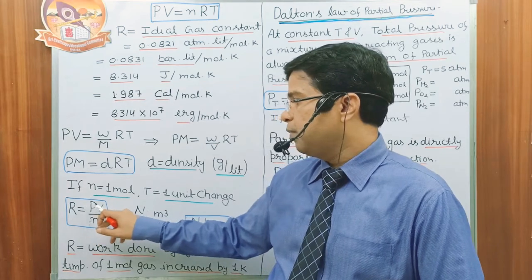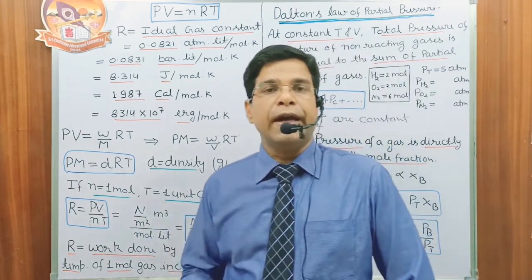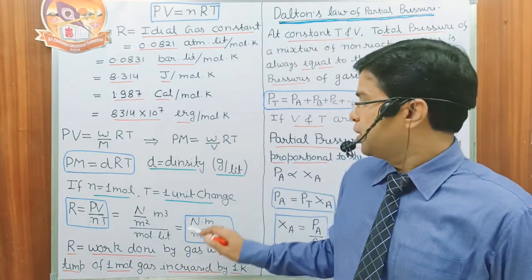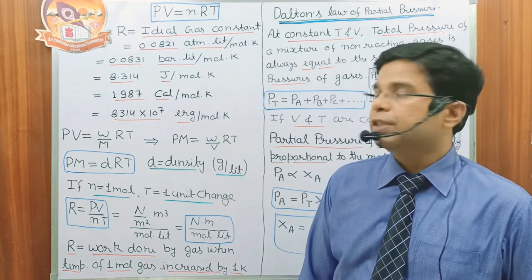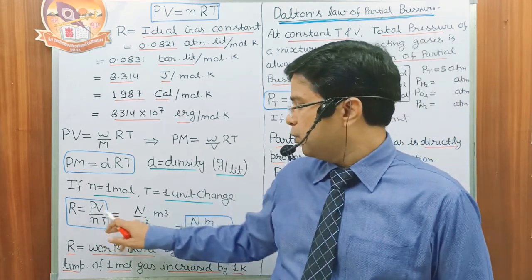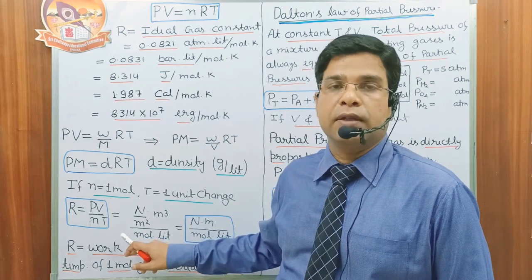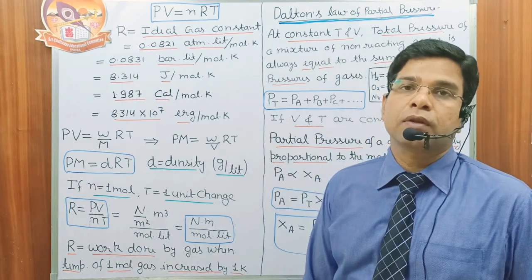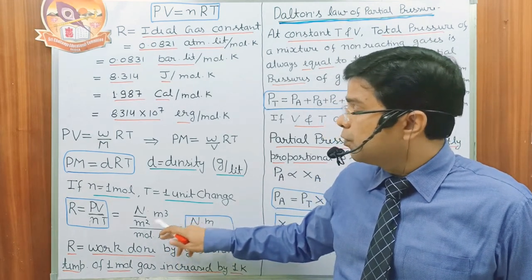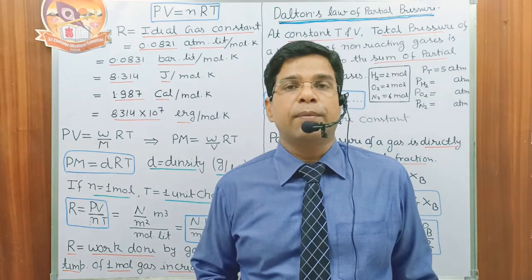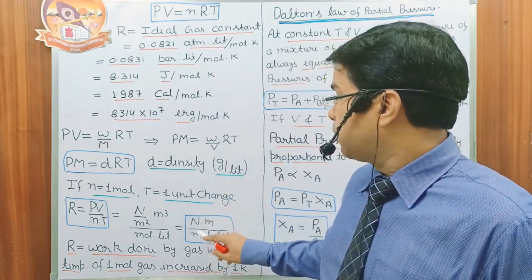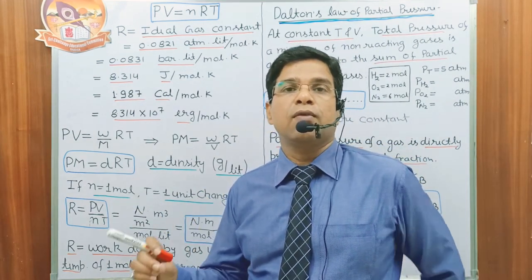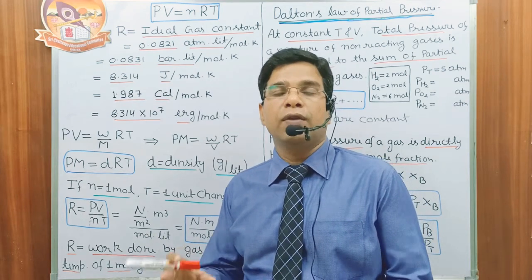Look, what is R? R is PV upon nT. Suppose for any system the number of moles is 1 and the temperature change is 1 Kelvin. The unit of pressure is Newton per meter square, and the unit of volume is meter cube per mole per Kelvin. This meter square and meter cube will cancel out partially. What is remaining is only Newton into meter per mole per Kelvin. Force into displacement, Newton into meter, is the unit of work done.